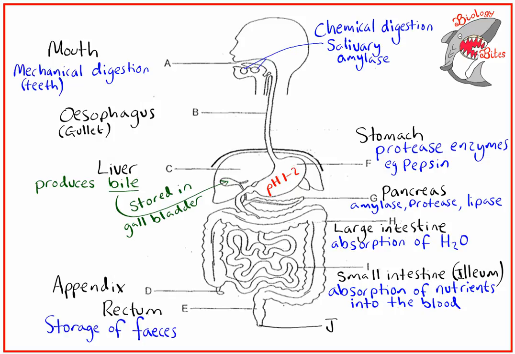Towards the end of the digestive tract, we have the rectum. This is where undigested food is stored as feces and is released via the anus through a process known as egestion, as can be seen here.